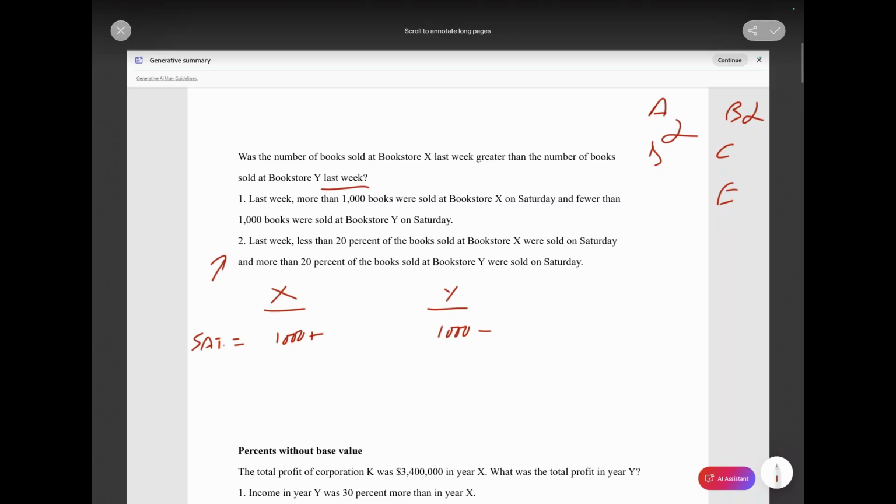So last week, less than 20% of the books sold at bookstore X were sold on Saturday. So this number is less than 20% of the total number. And if you're reasonably decent at percentages, see, 20% is nothing but 1/5. So what does this actually mean in terms of math? Keep in mind the number of books is greater than 1,000. Let's treat it as 1,000 only. So then the total sales of bookstore X will be what? 5,000. If this was exactly 20%, it would be 5,000.